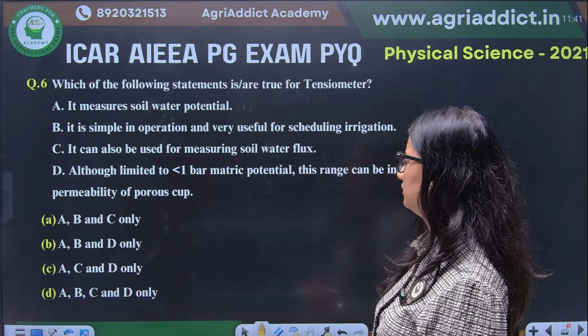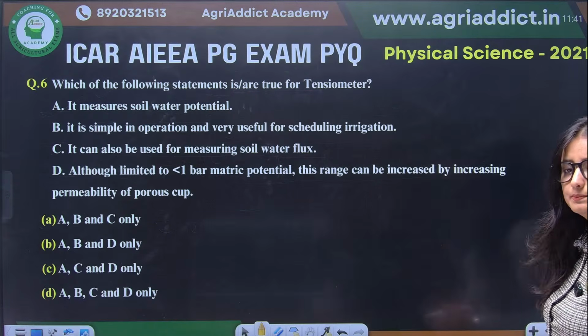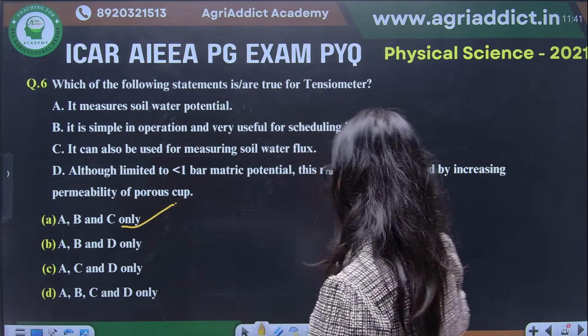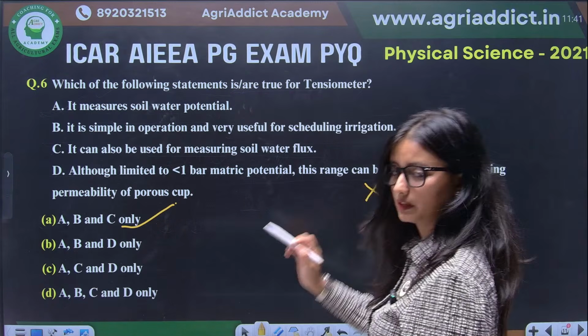A, B, D? D? A, B, C. Very good. A, B, C is the correct answer. Why is D incorrect? We will check.